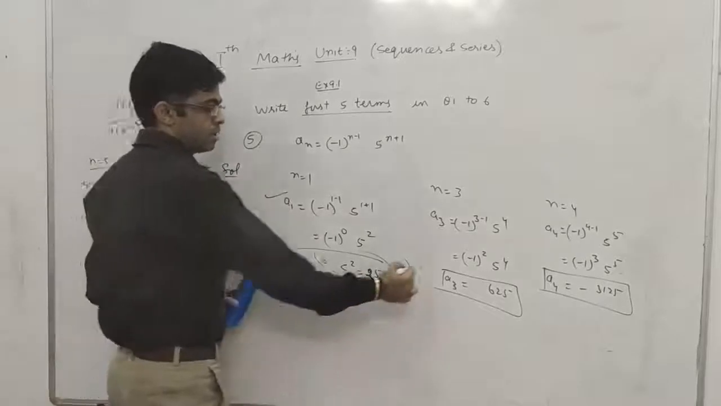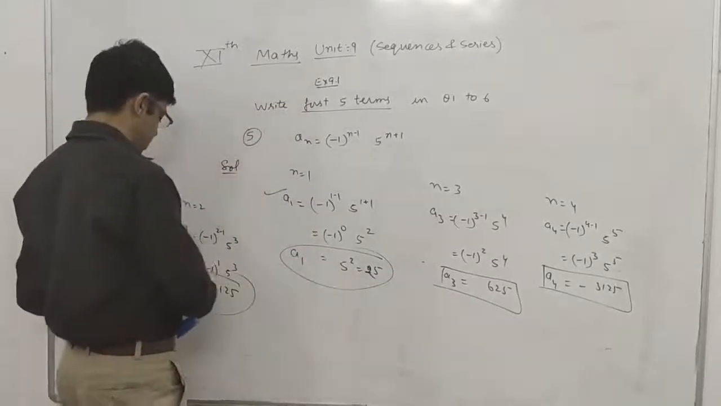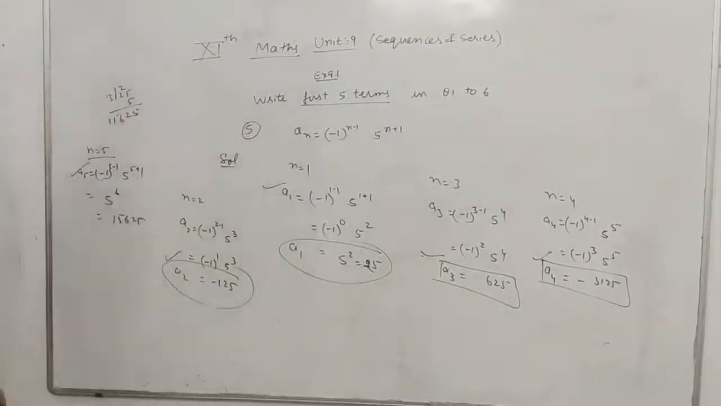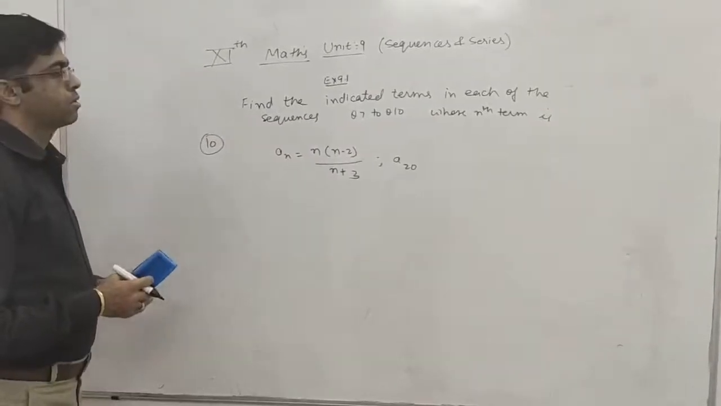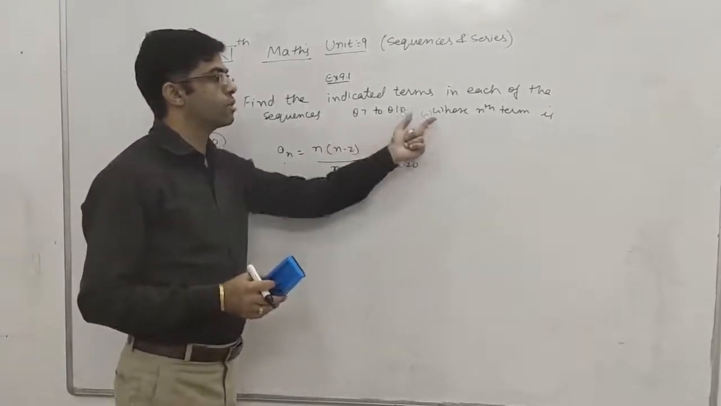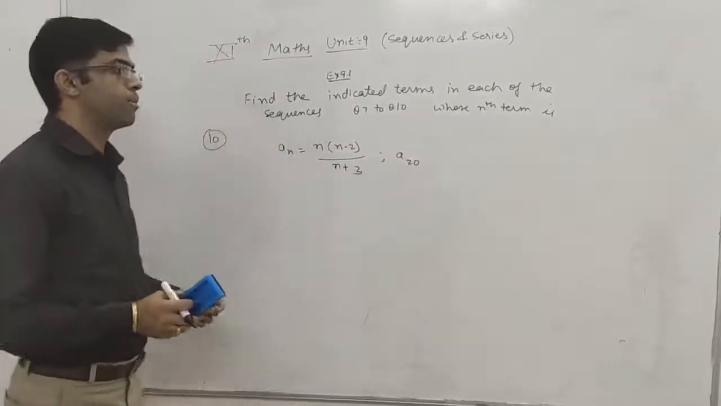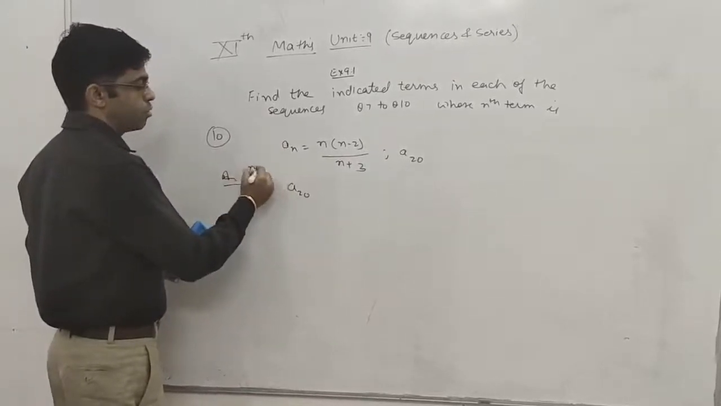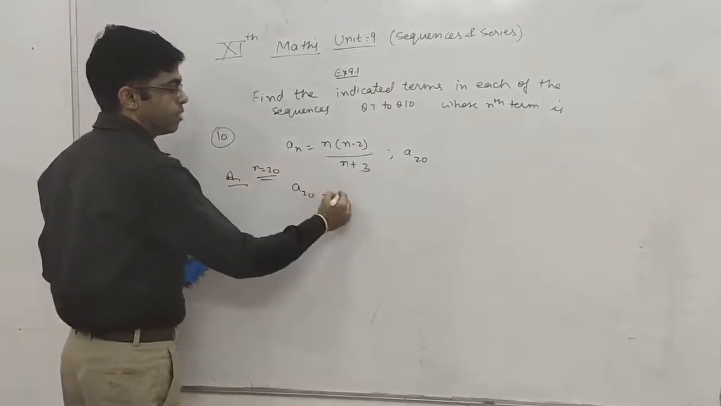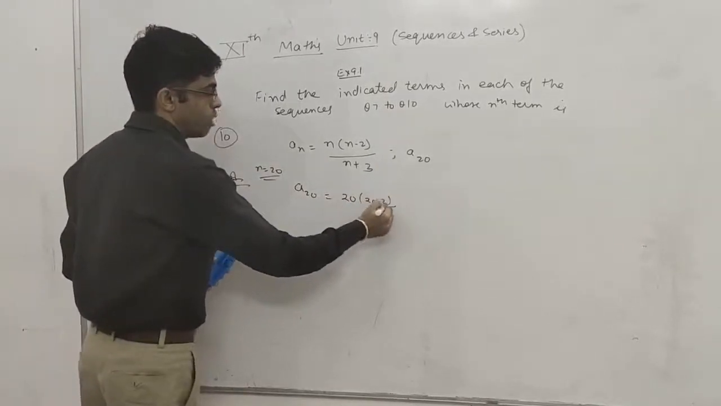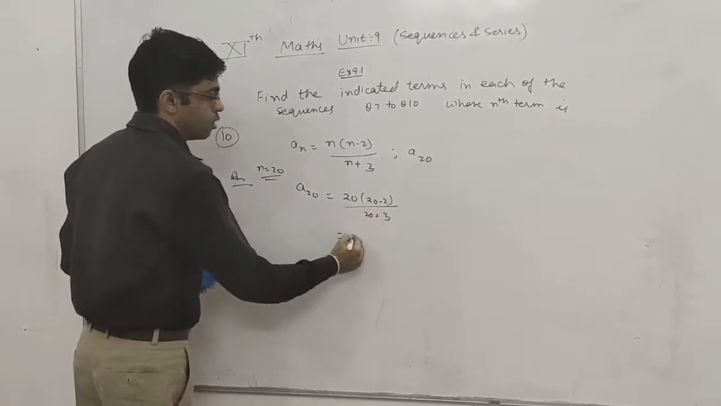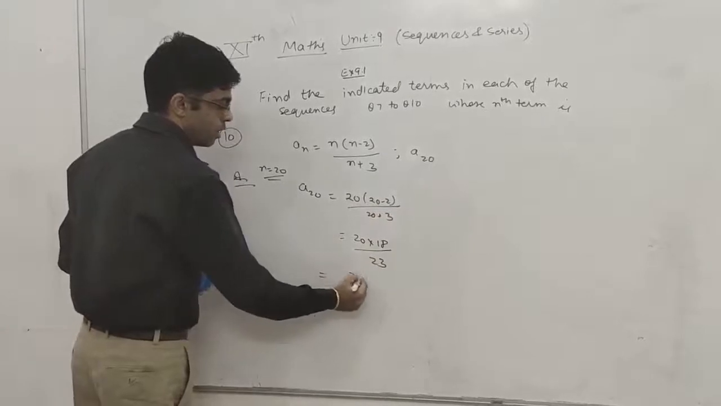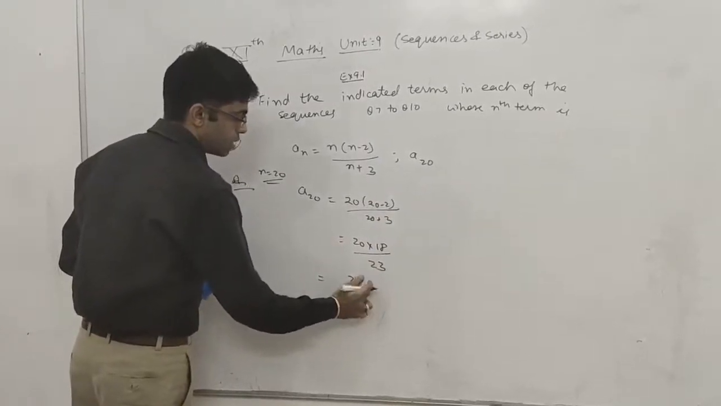First term, second term, third, fourth and fifth. Now the next question says that for questions 7 to 10, the nth term is given and the indicated term we have to find out. Here we have to find a20. So put n equals 20 in this nth term: 20 minus 2 upon 20 plus 3. 20 multiplied by 18 upon 23 is 360 upon 23. This is the answer.